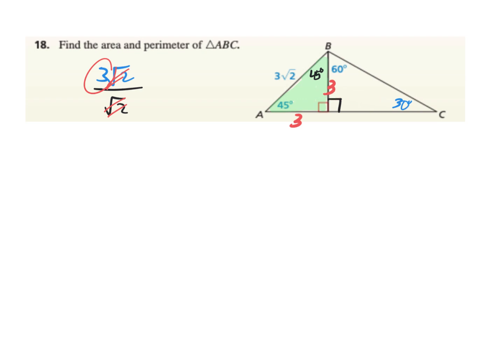So if the shortest side is 3, we know that the hypotenuse is the shortest side times 2. 3 times 2 is 6. And the longer leg is the short leg times root 3. So 3 times root 3 is the long leg of this triangle.